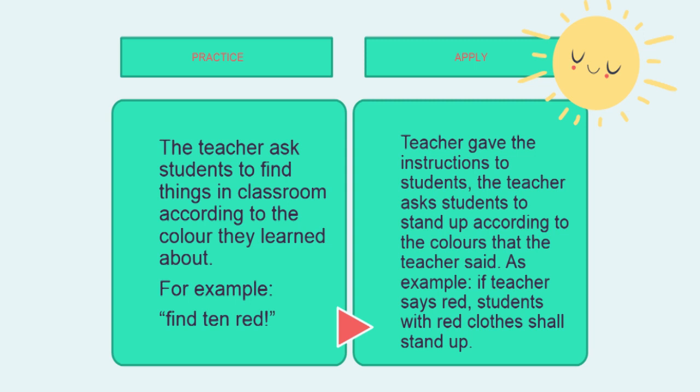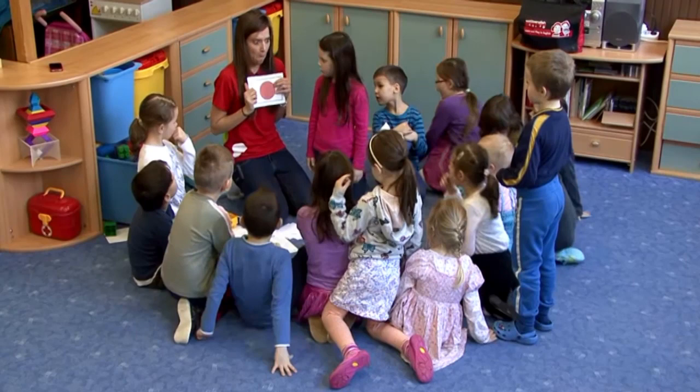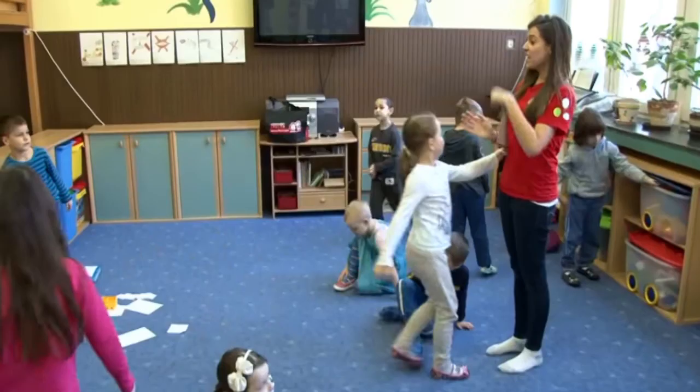Next is practice. The teacher asks students to find things in the classroom according to the color they learned about. For example, find things that are red. Then the students follow the instruction and run around the class to find red things.